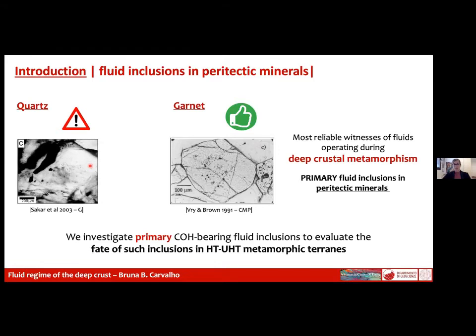So in order to enlighten all those controversies on the timing of entrapment, in this study, we investigated inclusions in garnet from 3 metamorphic terrains where the garnet was formed as a result of incongruent melting reactions, and the inclusions are clearly primary in origin. And our main objective was to evaluate the fate of these fluid inclusions in high temperature and ultra high temperature metamorphic terrains.